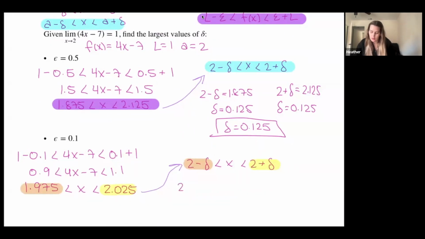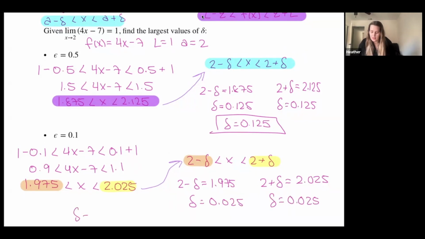So I have that 2 minus delta equals 1.975, and 2 plus delta equals 2.025. And on both sides, I have delta is equal to 0.025. And this side as well. So I know that for this one, delta is equal to 0.025. Again, ignoring my ugly deltas.